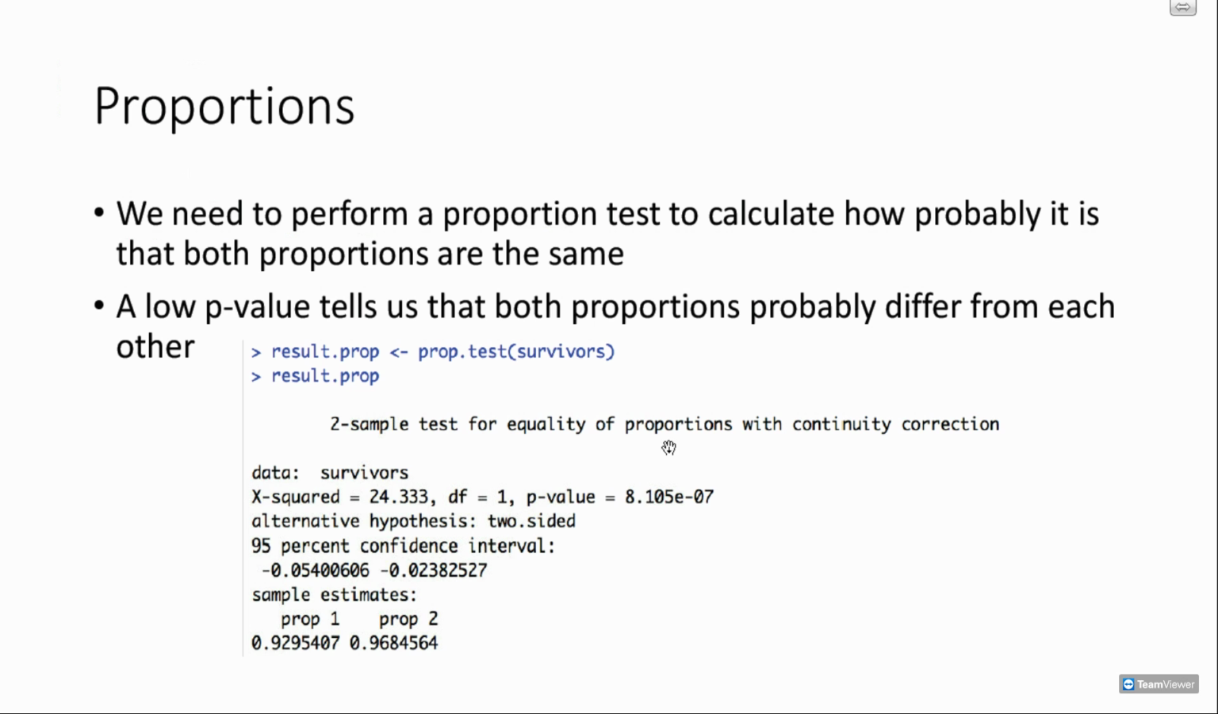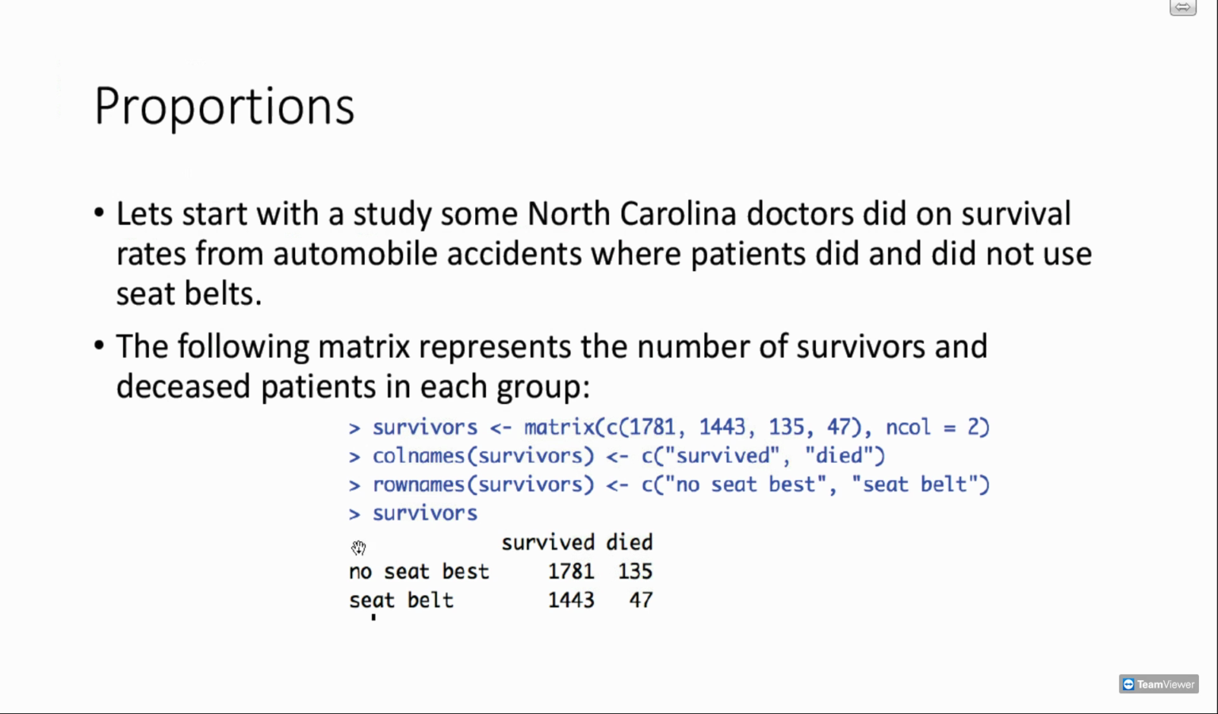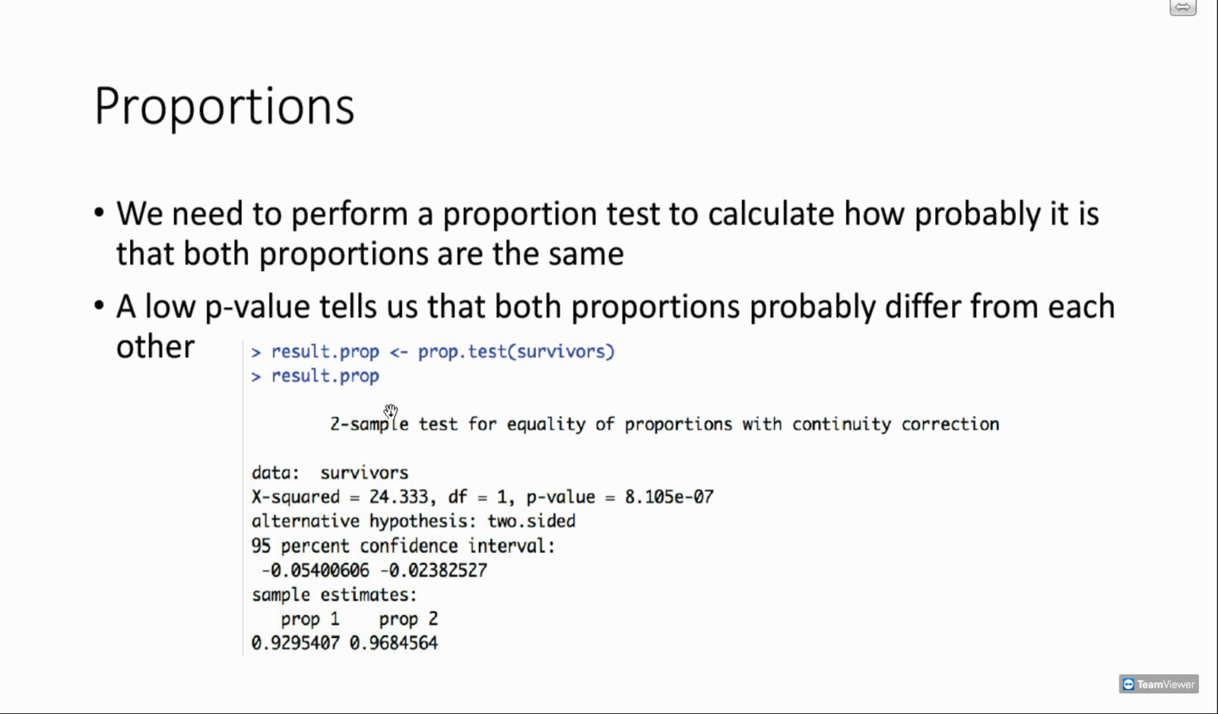For just a proportional difference, you use this method called prop.test, and then you pass it the matrix that we just created, the survivors matrix, and then you see the results of this prop.test. Again, it's a chi-square test. The X-squared is the measure that you see for a chi-square. Again, you don't have to worry about this, but look at the p-value. The p-value is very strong.